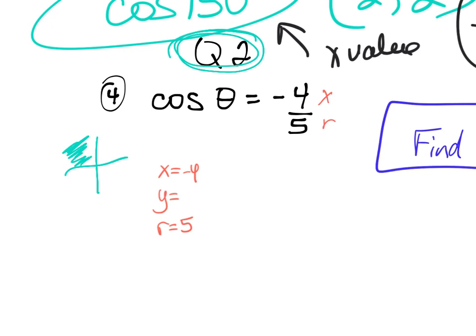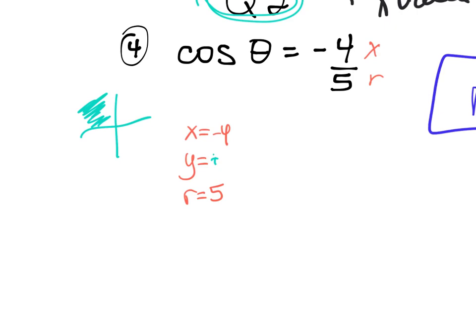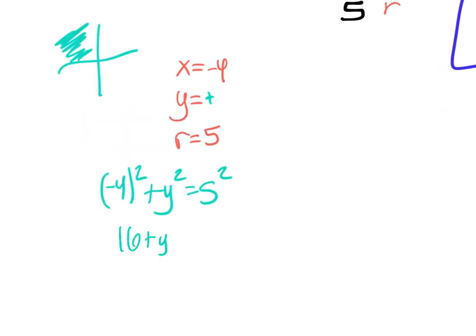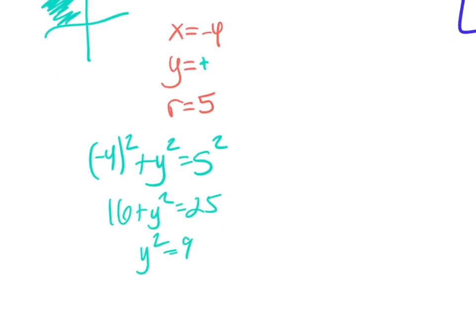What is the sign of y in quadrant 2? Positive. So I know that this can be a positive number whenever I find it. So guys, you have negative 4 squared plus y squared equals 5 squared. 16 plus y squared equals 25. Y squared equals 9. So y equals what? 3. Good.